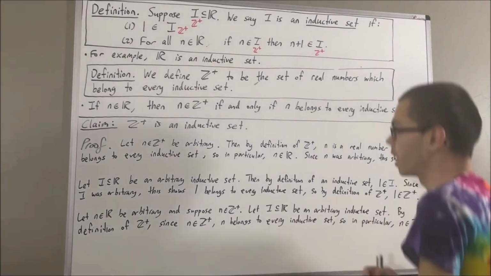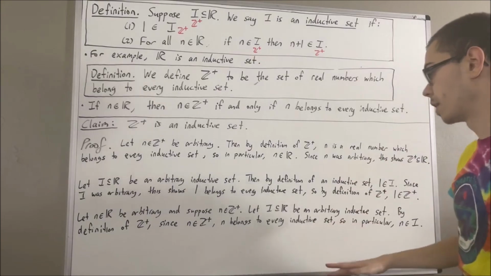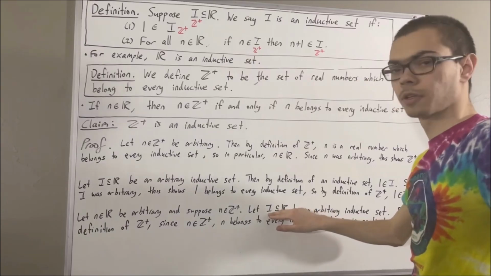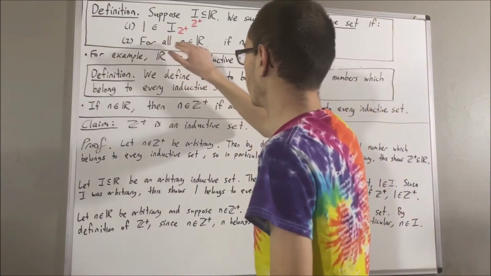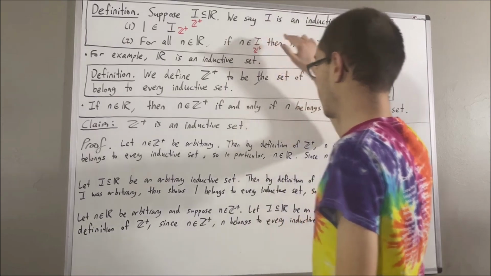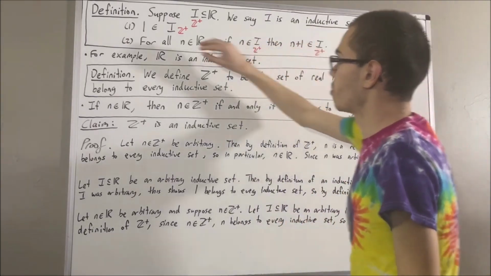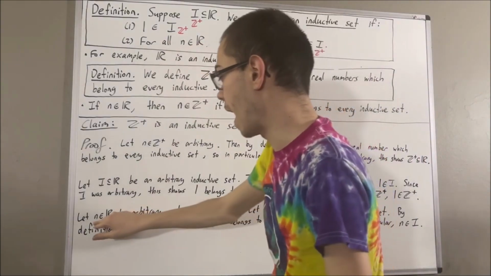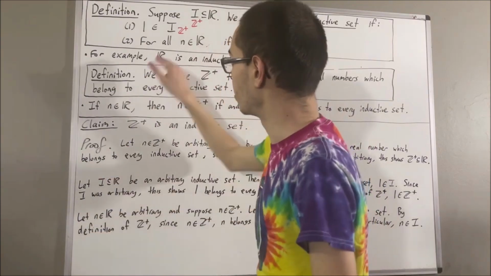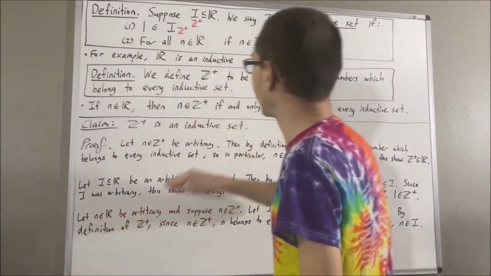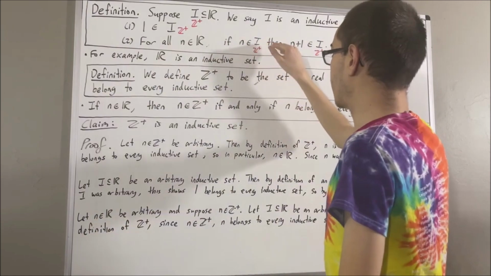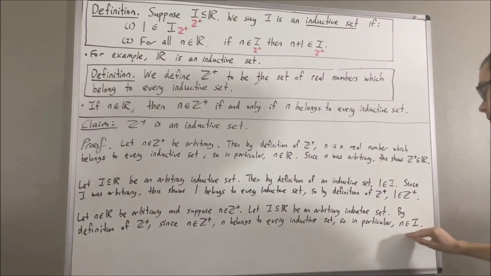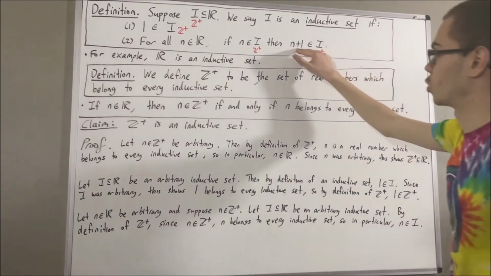And now we apply the definition of an inductive set. Since I is an inductive set, condition 2 must hold for I. Meaning, we have for all real numbers n, if n is an element of I, then n plus 1 is an element of I. So this statement works for every real number. So in particular, it must work for the real number n that we have in our proof. So taking n to be n, we have if n is an element of I, then n plus 1 is an element of I. But we know that n is an element of I. That's what we have here. So we can conclude that n plus 1 is an element of I.